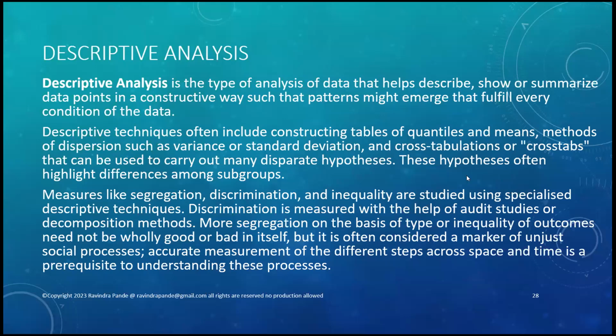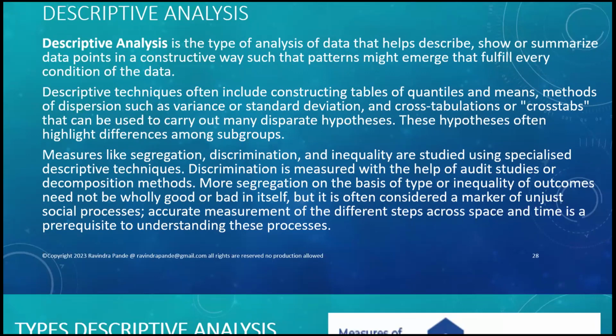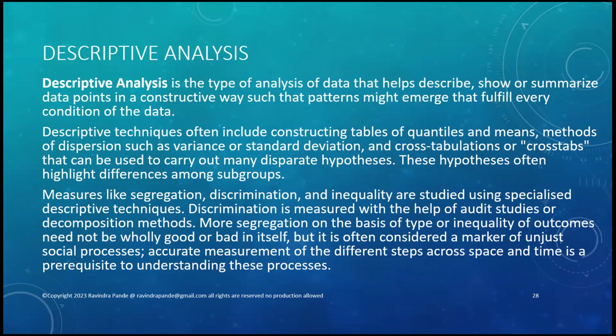So we can build some sort of hypothesis here. Hypothesis means some sort of result based on those graphs, those tables, and so on. Measures like segregation, discrimination, and inequality are studied using specialized descriptive techniques. Segregation in the sense of how you categorize the data. Is it gradually increasing, gradually decreasing? These are the simplest possible segregations. There is also very fluctuating data, which is another type of segregation.